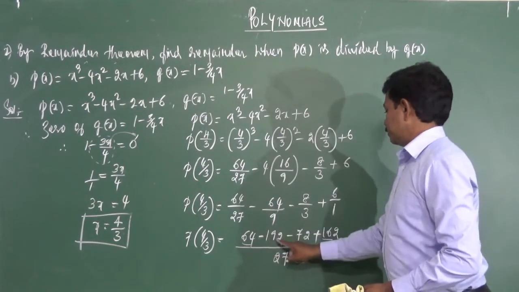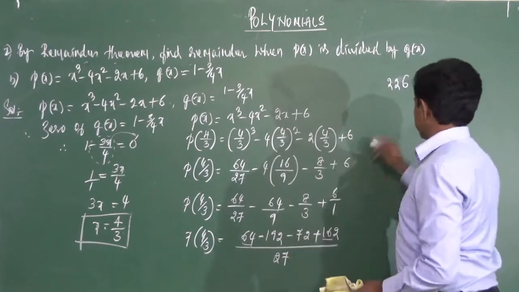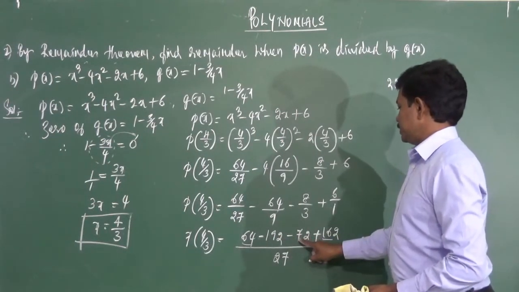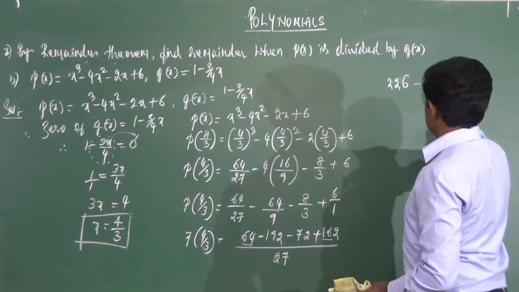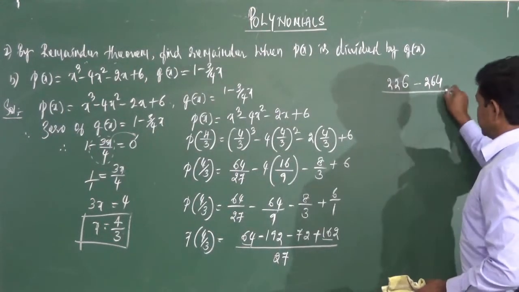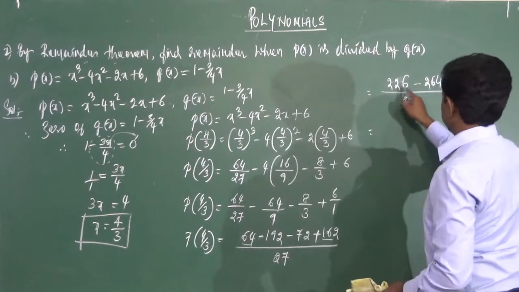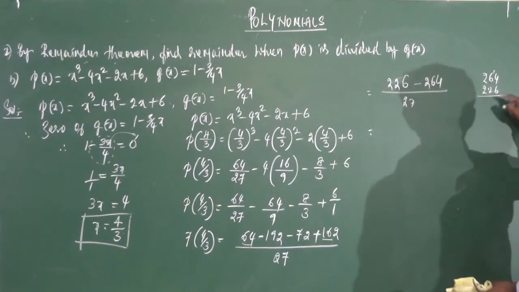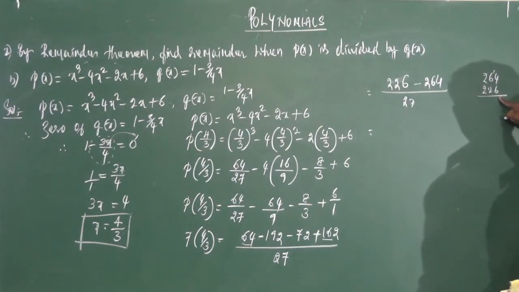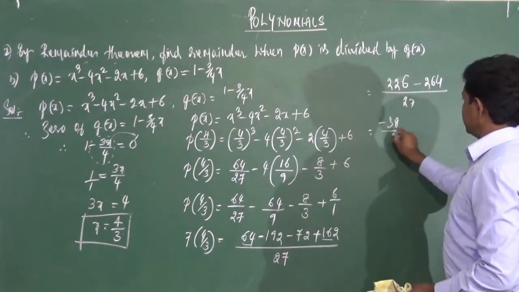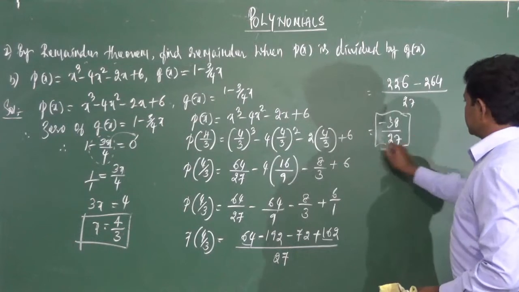So these two are added. We will add these two. So 2 plus 2 is 4, 9 plus 7 is 16, 1 carries, and 1 plus 1 is 2. So 226 minus 264 divided by 27. So 264 minus 226: out of 14, if you take out 6, we are left with 8. Out of 5 we have to take 3, and that is 38. So that is minus 38 by 27. So this is the answer here.